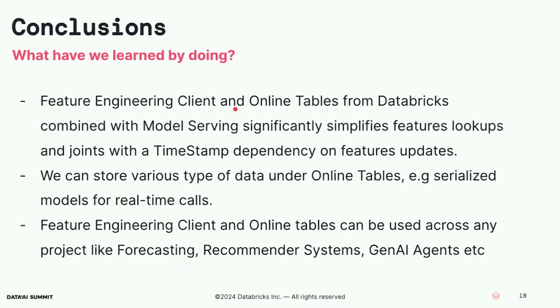Now the conclusions before we come to the questions. Something I wanted to tell you is that this is not just for forecasting. You can use it for recommender systems and for GenAI agents. For a GenAI agent, it's especially useful when you want to join some tabular data. As those features are published online, it's a low latency lookup whenever you need to bring anything, be it your prompt, your template, or anything. So the online feature is a very useful and scalable solution.